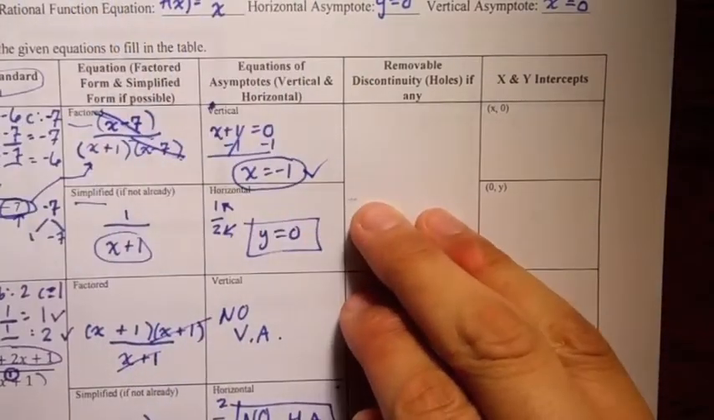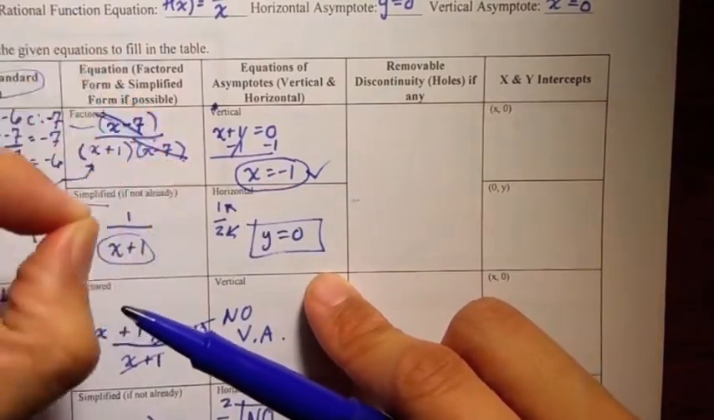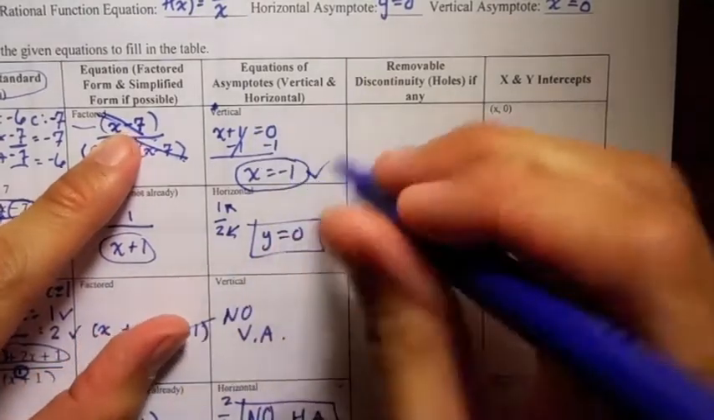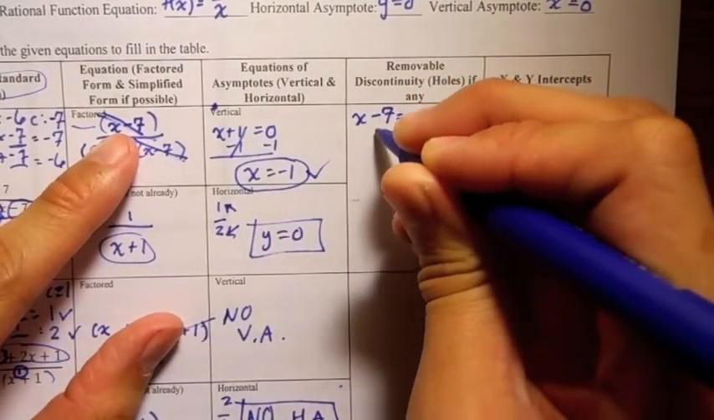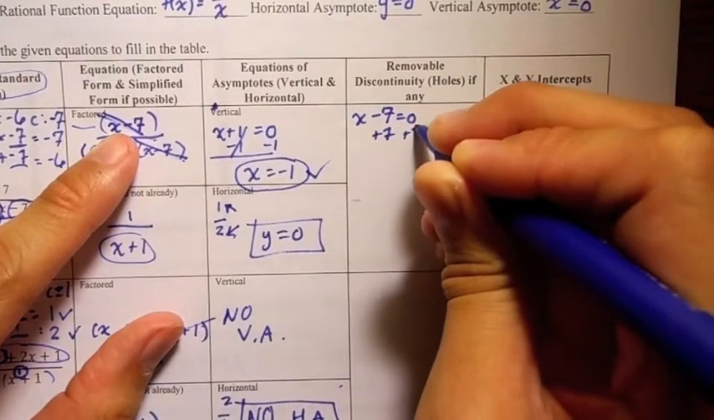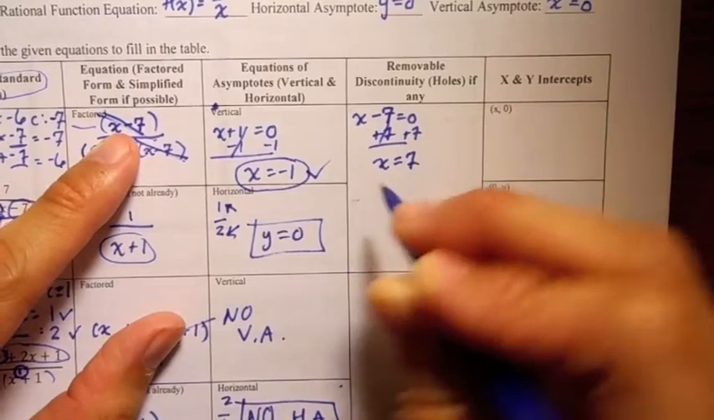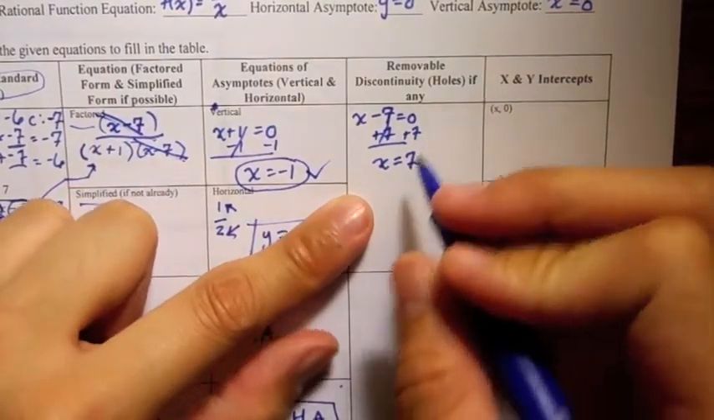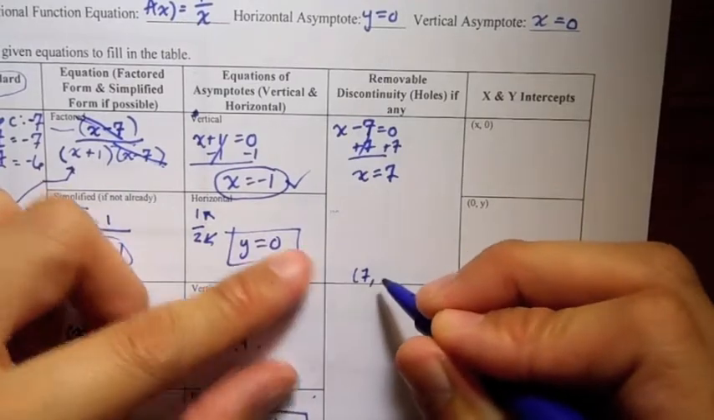So let's look here. In the factored form, we did remove something. That something was x minus 7. That is what I'm going to set equal to 0. And when I solve for x, that would be my x coordinate. X is equal to 7. So I'm only halfway there. I only have one part of my solution. I need to find my y coordinate.